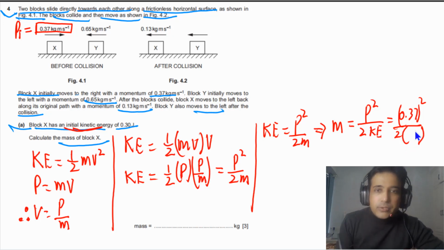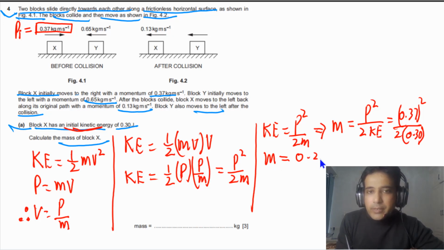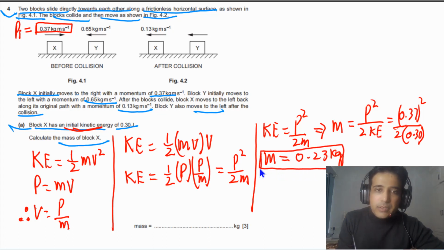So now if we simplify, we can find the value of mass. So the mass in this case will be equal to 0.23 kg. So this is our final answer. A beautiful way to answer this question. And also you need to understand how we approach this problem. Kinetic energy was given to us, momentum was given to us, and the question was asking us to calculate mass.